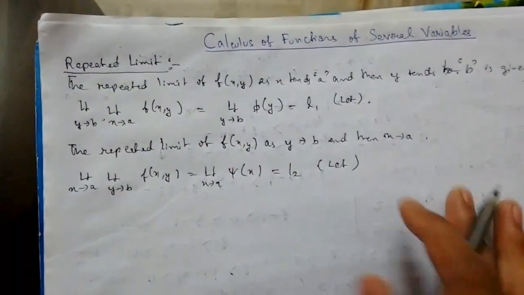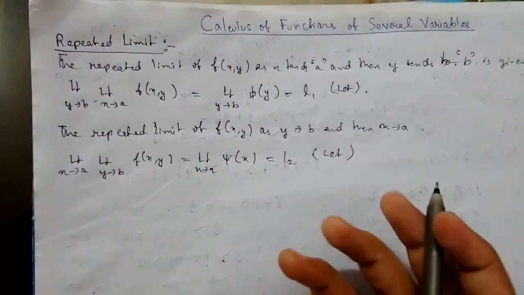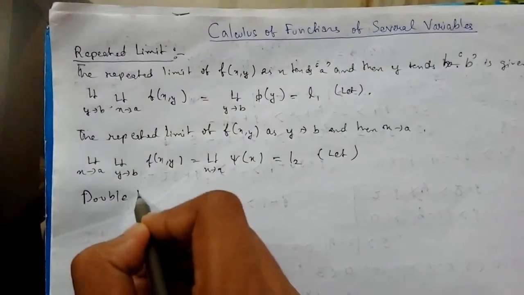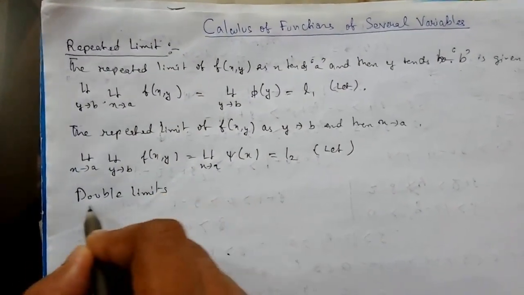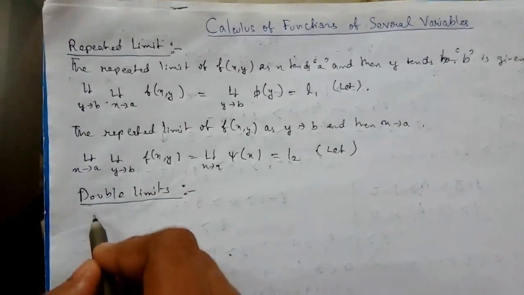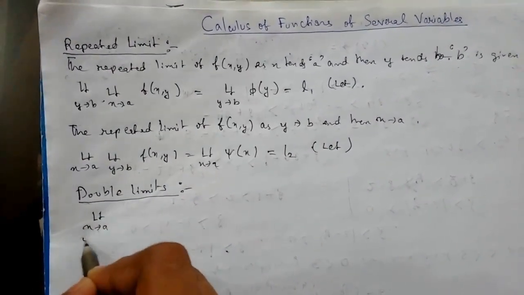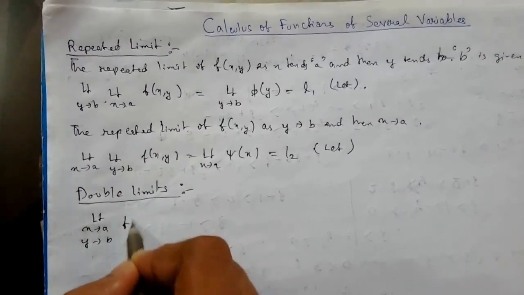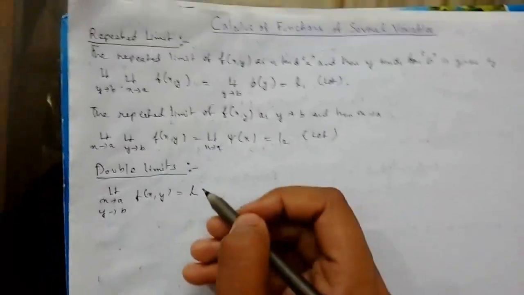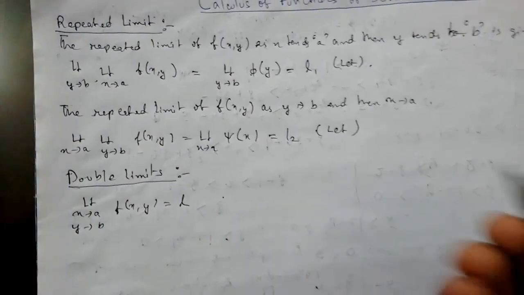So these two are the repeated limits, when x tends to a first and then y tends to b, and y tends to b first and then x tends to a. Now let us learn about double limits. Double limit is simple. It is just the limiting value when x tends to a and y tends to b simultaneously, which will give a limiting and finite value L. So this is known as the double limit or the simultaneous limit.